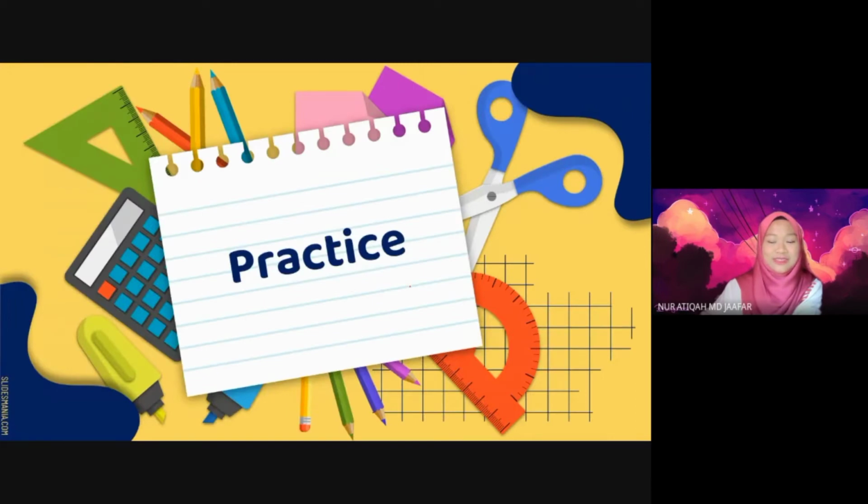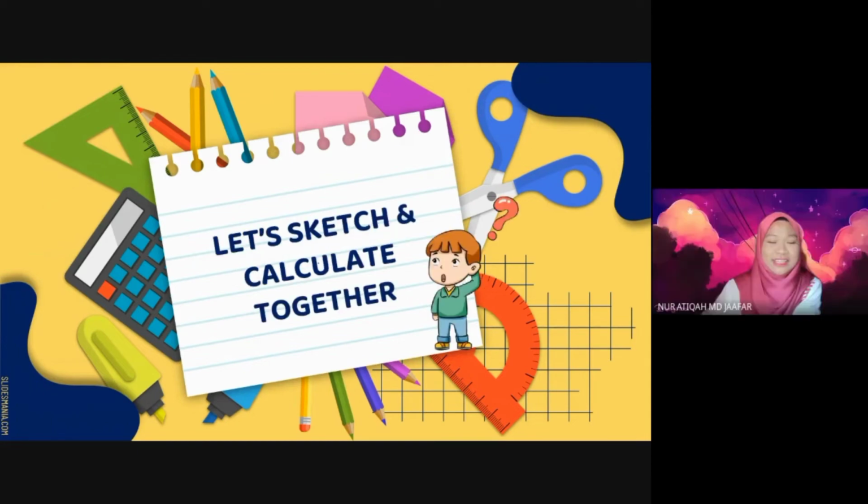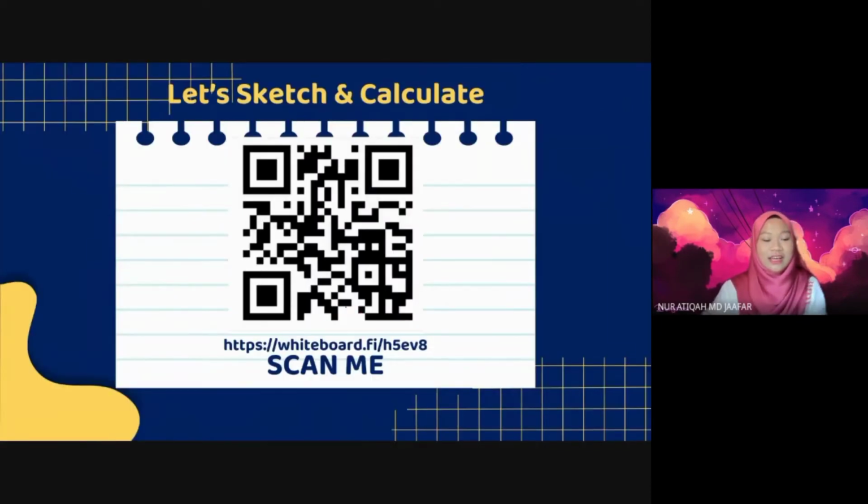So now this is the exciting part. We have practice to make sure that you understand the topic. In this practice, you need to sketch a diagram and calculate together. This is the QR code and link that will bring you to the whiteboard, but I will pass it into the chat box.